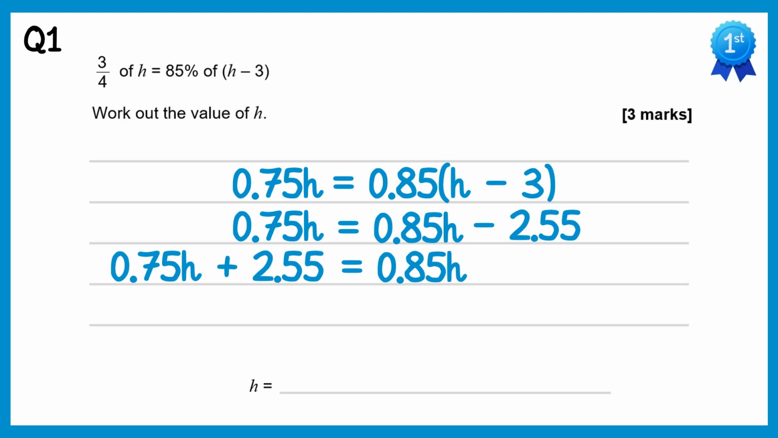Now I'm going to subtract 0.75h from both sides, so that will cancel it on the left, so on the left we're just left with 2.55, and on the right 0.85h take away 0.75h is 0.1h. The final step is to divide both sides by 0.1, and this will give you the answer 25.5.